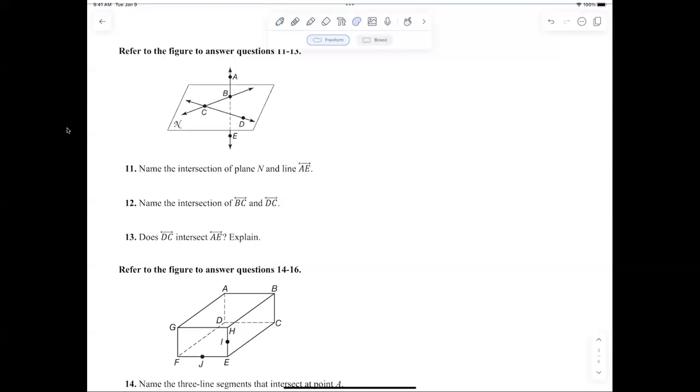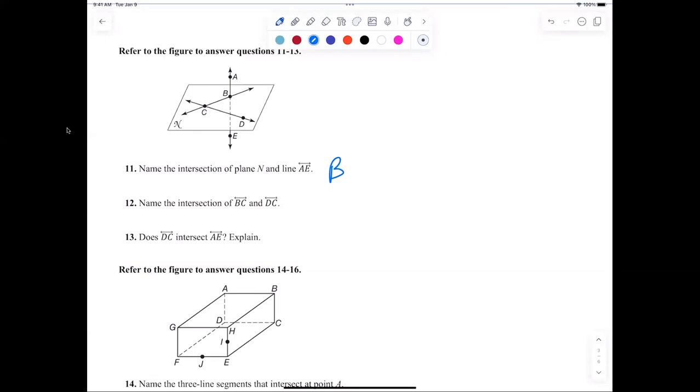Yes, sir. Wait, does it mean that the line's going like, pretend this is a plane? Yep. Exactly what it means. Exactly. The line goes through the plane. The line is not on the plane. All right. So now it says name the intersection of plane N and line AE. All right, so that's good if you can see that. A lot of people get confused with the dotted line.